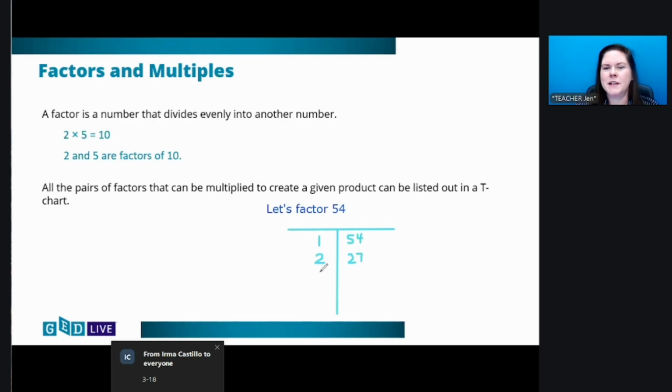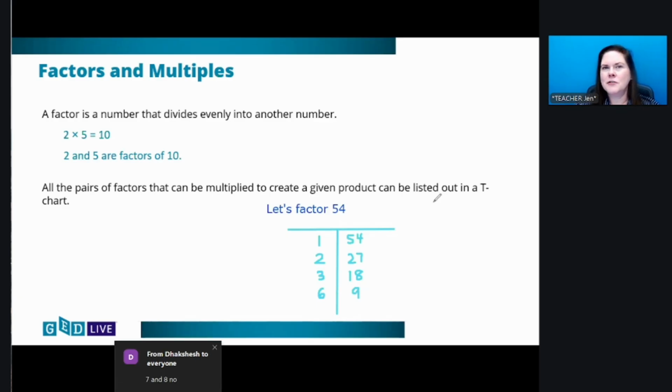Let's see if 3 goes in. You can use your calculator. 3 times what gives us 54? 18. What about 4? 4 doesn't. Nope. 5 also no. What about 6? Yeah, 6 and 9. So 6 times 9, 54. What about 7? 8. And then we're back at 9.